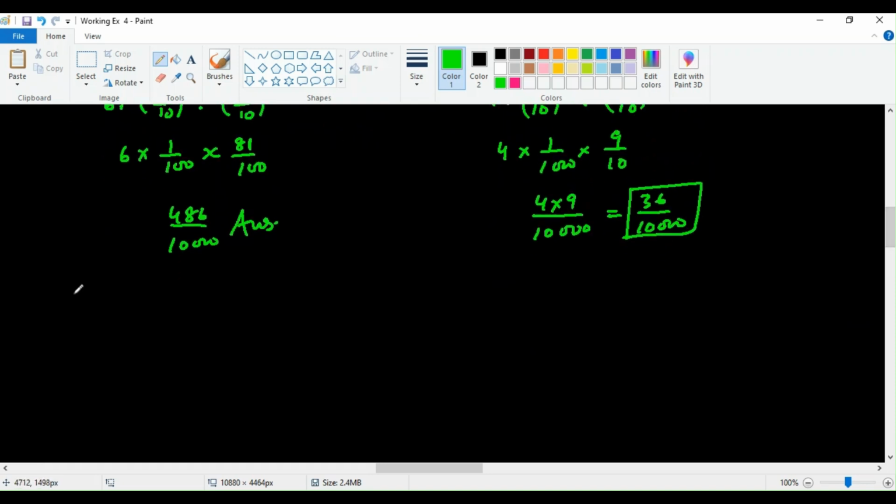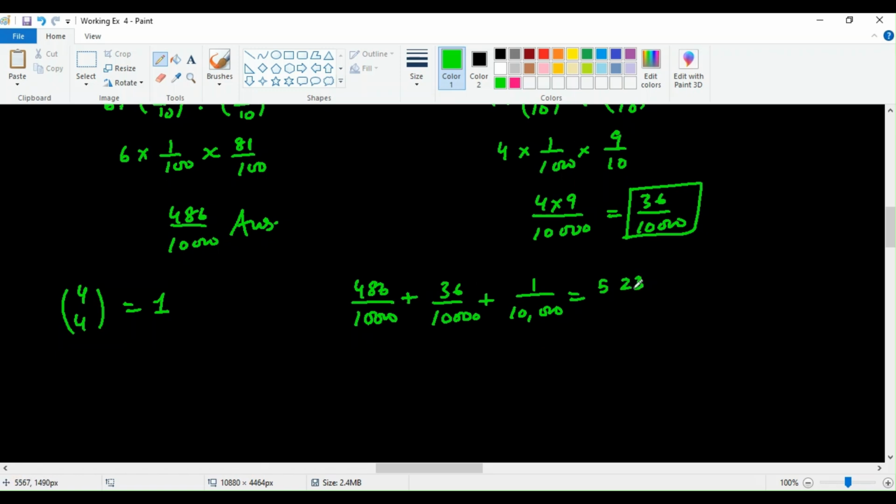Now we need to find out 4 by 4, which is going to give us a 1. Now we need to add the probability. First probability is 486 over 10,000, and plus second one is 36 over 10,000, and then comes 1 over 10,000. So this is going to give us 523 over 10,000. This is the answer for this question.